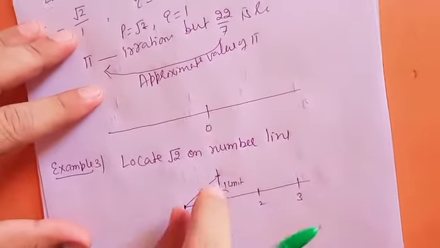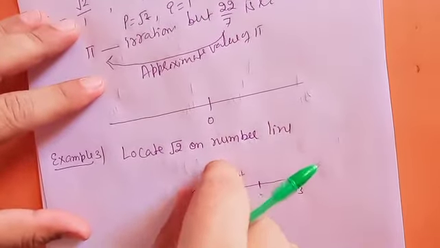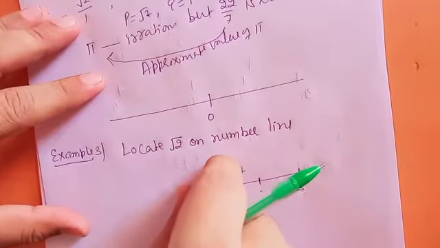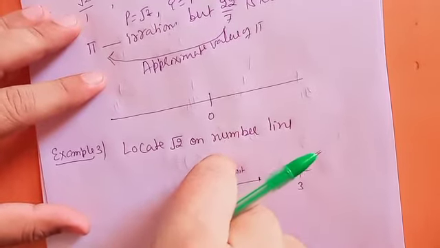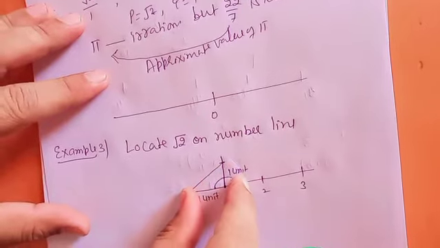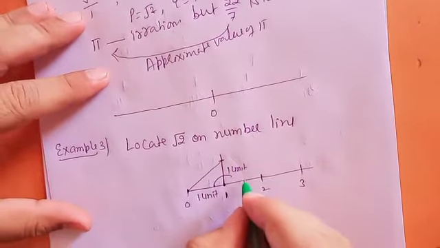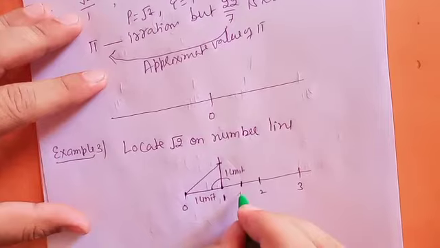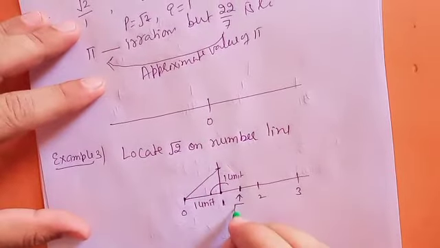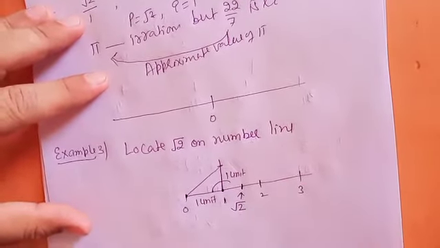Open your compass. Take this as the radius, open this arc and cut like this. Here this arc is cutting this point, and that value is how much? Under root 2.